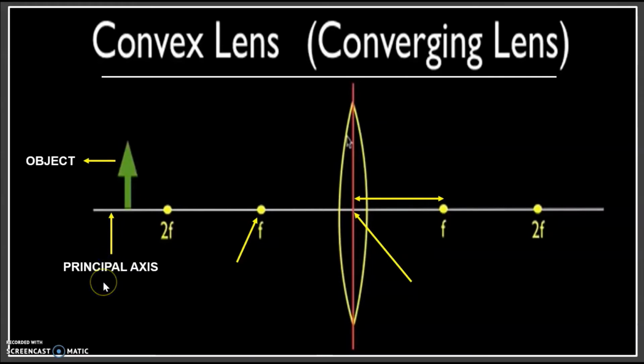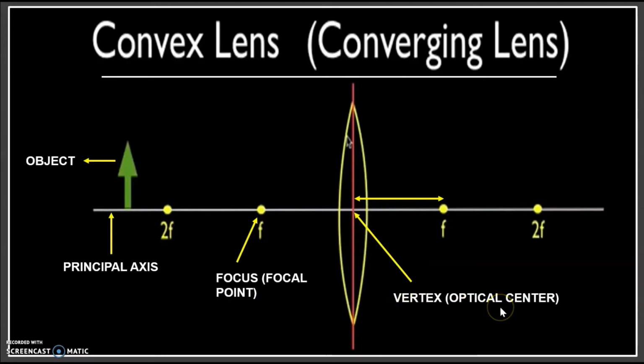And then you have the principal axis. It's a straight horizontal line passing through the center of the lens. Then you have letter F, which means focus or focal point, where the light rays usually converge. And then the vertex or the optical center is the center of the lens.